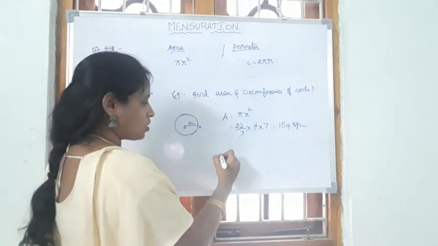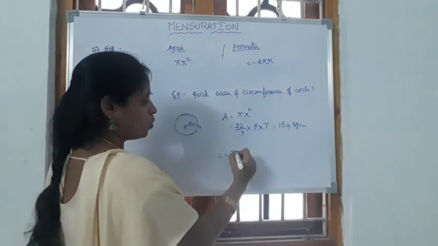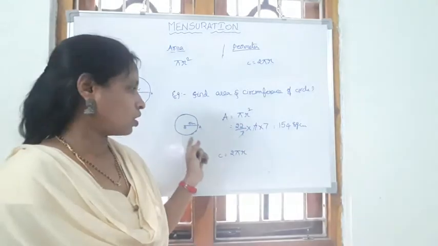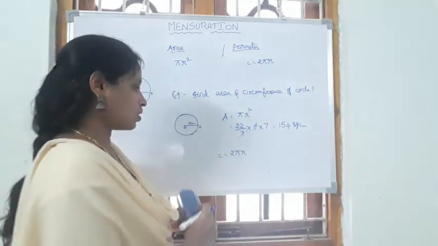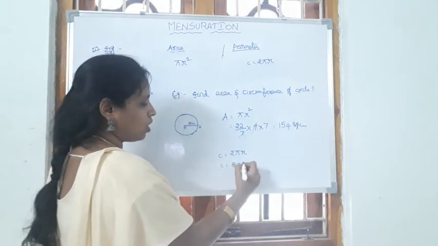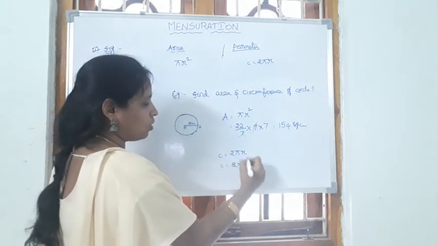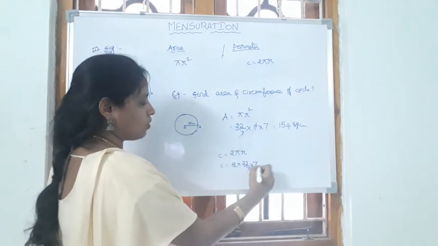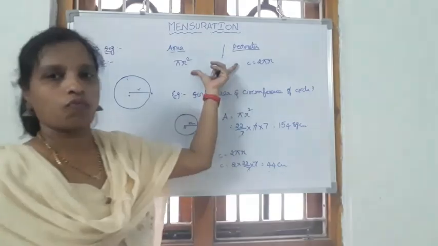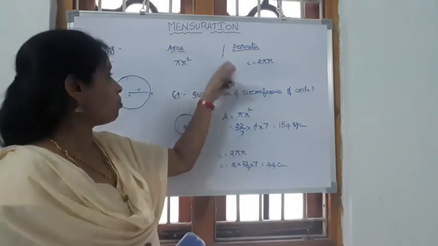Now circumference of the circle, small c is equal to 2 pi r. Circumference is nothing but the total length of the circle. C is equal to 2, a numerical number, and pi value is 22/7 and radius is 7. 7 cancel to get 44 centimeters. These two are the formulas for area and perimeter of circle.